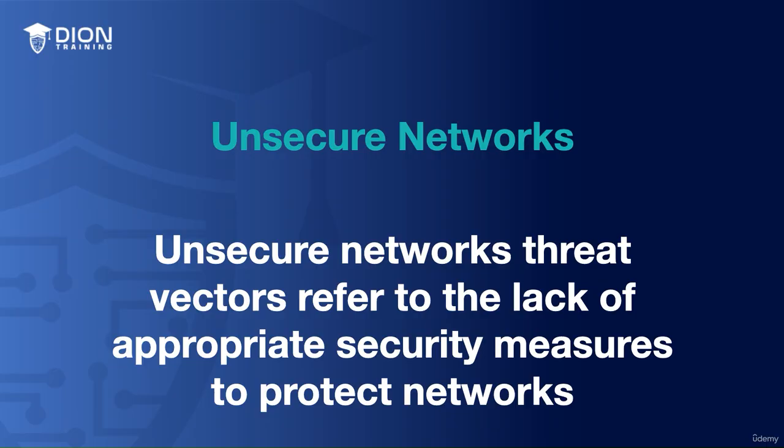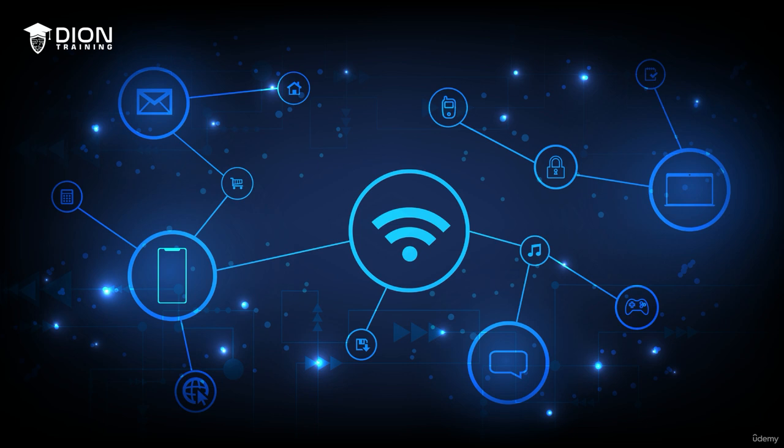Sixth, we have unsecure networks. Unsecure networks include wireless, wired, and Bluetooth networks that lack the appropriate security measures to protect these networks. Since the networks are unsecure, an attacker can exploit these networks to intercept data, to deliver malware, or to gain unauthorized access to connected devices. Wireless networks, such as Wi-Fi, provide convenient and flexible connectivity. However, they also present a significant threat vector for our enterprise networks.